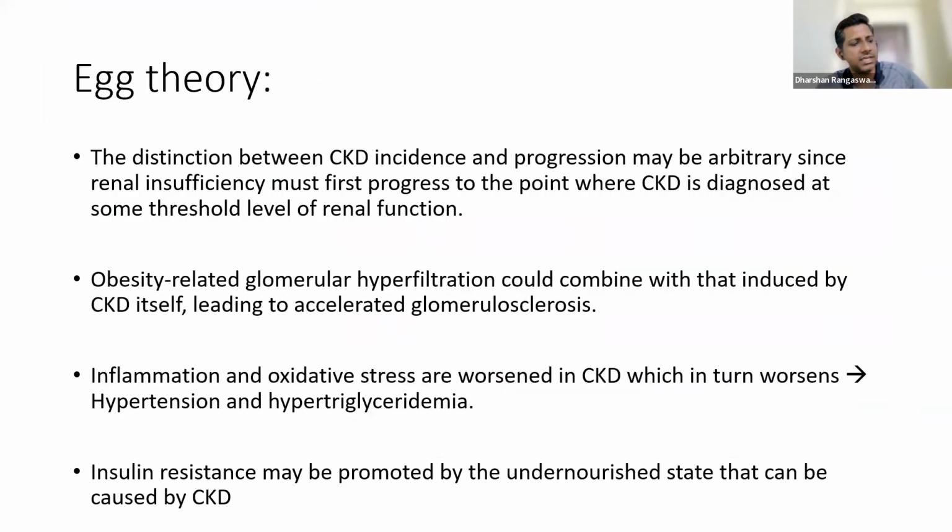Now let's go to the egg theory, where we say that no, it's the chronic kidney disease which starts and then amplifies the metabolic syndrome. So what are the theories for it? The distinction between chronic kidney disease incidence and progression may be arbitrary, since renal insufficiency must first progress to a point where CKD is diagnosed. What does that mean? Most of the formulas, that is the MDRD formula, are valid when the GFR is less than 60.